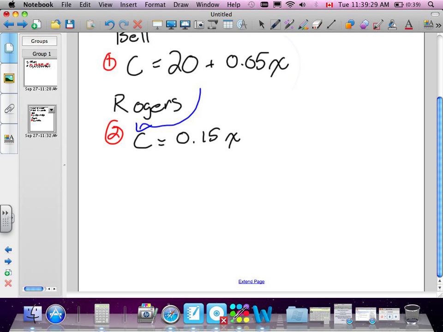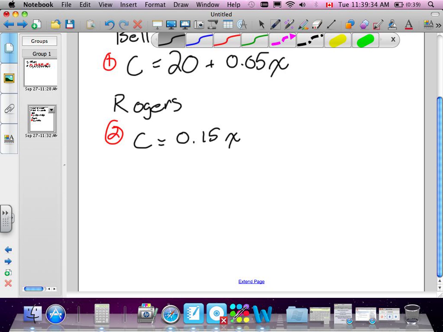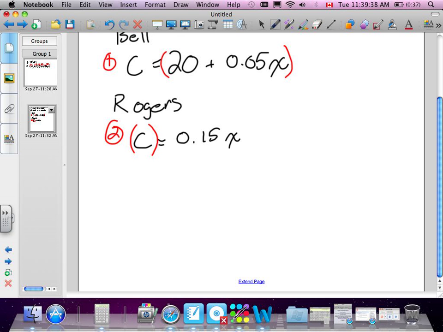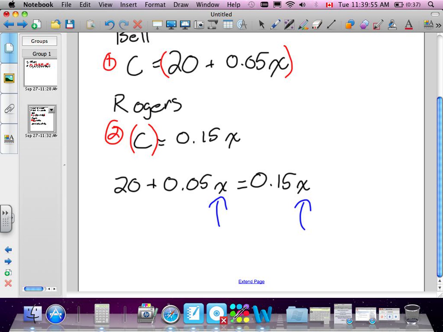Okay? So, equation 2, C equals 0.15X. I'm going to plug in that amount for the C in the other equation, because we know C is equal to that. So, I get 20 plus 0.05x is equal to 0.15x. Okay? So the only variable now is x, and once I isolate to just one variable and some constant numbers, I can solve for it.